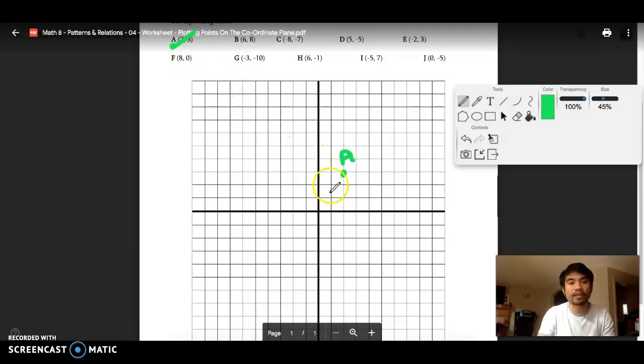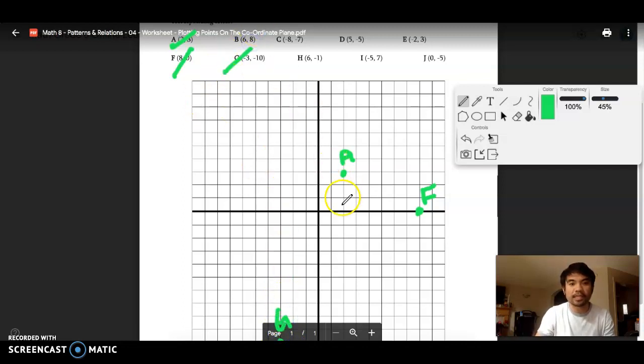Let's look at F. It's just 8. So 8 and 0. 1, 2, 3, 4, 5, 6, 7, 8. There you go. This one is F. Very easy. Let's look at G. Negative 3, 10. Negative 1, 2, 3. And then negative 1, 2, 3, 4, 5, 6, 7, 8, 9, 10. So it's all the way at the bottom. I'm just going to call it G.